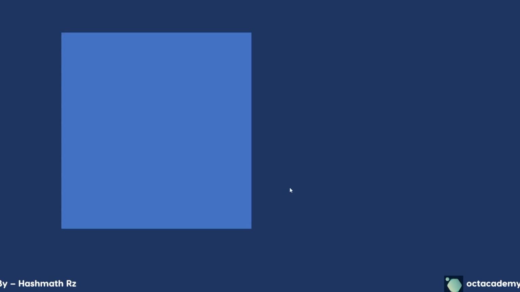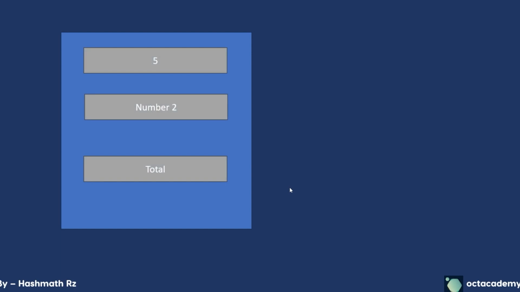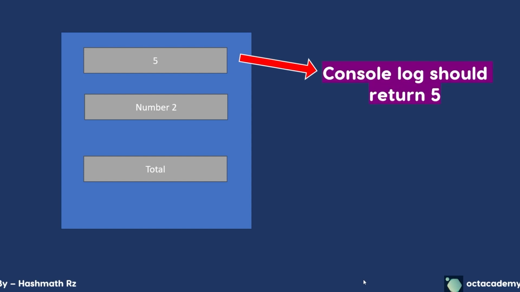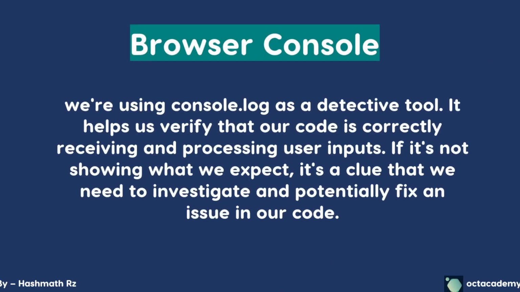So guys, imagine a scenario. A user enters the number 5 into this input field and our code should capture this input. When we check the console tab, it should show the number 5. If however this log displays something different, it means something is missing in our code. So in this case, we are using our console log as a detective tool. It helps us to verify that our code is correctly receiving and processing user inputs.